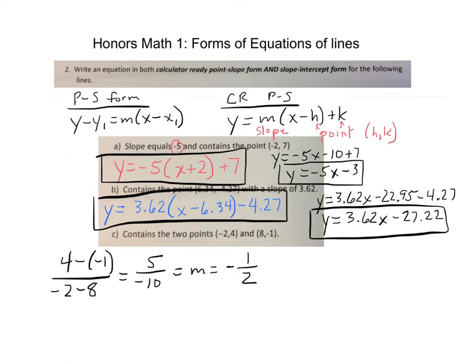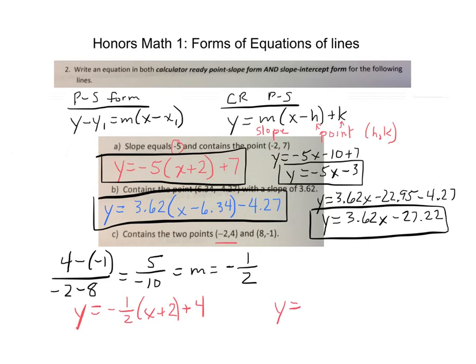Now because you have 2 points here, you can write 2 different point slope forms. That's the good thing and the bad thing about point slope form. So what we could do here, I'm going to write one of them. y equals -1/2 x, I'm using that point right there, plus 2 plus 4.